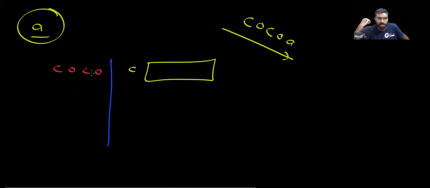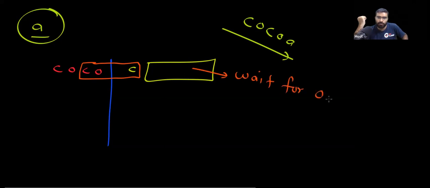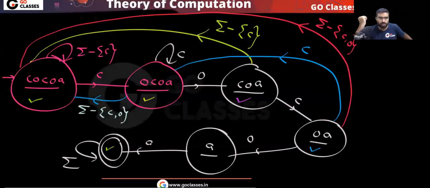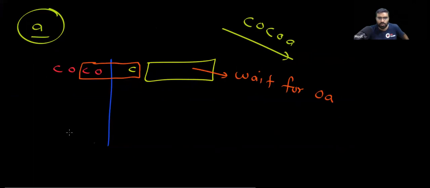If C comes, then this much progress you have made. So here you will wait for OA. If C comes, you will wait for OA. Simple, yes or no? Agree? Okay, what about this CO?